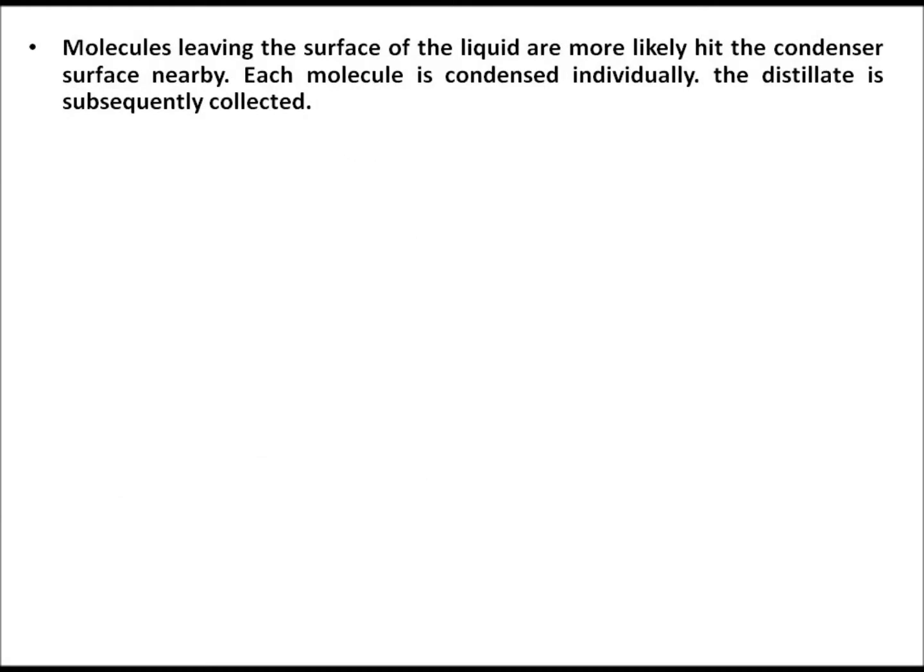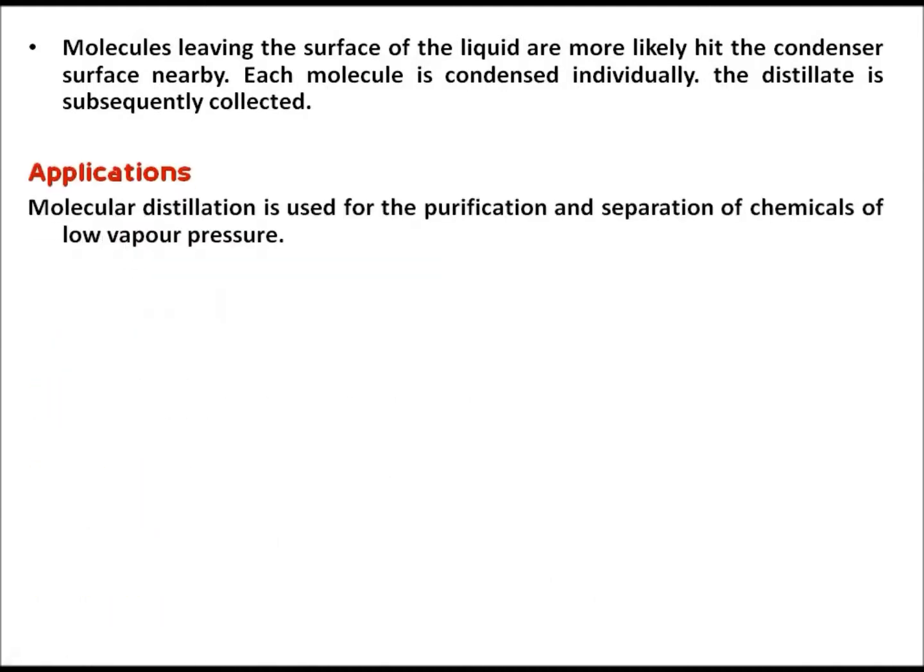So the molecules leaving the surface of the liquid after boiling are likely to hit the condenser, which is present nearby. After leaving the surface of the liquid, the molecules hit the condenser wall. Now each molecule is condensed individually in molecular distillation, and the distillate is subsequently collected. Now, the applications: molecular distillation is used for purification and separation of chemicals of low vapor pressure.